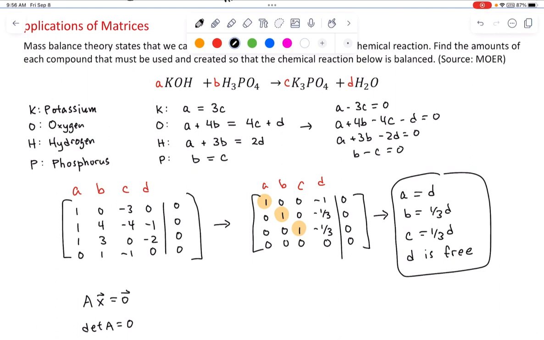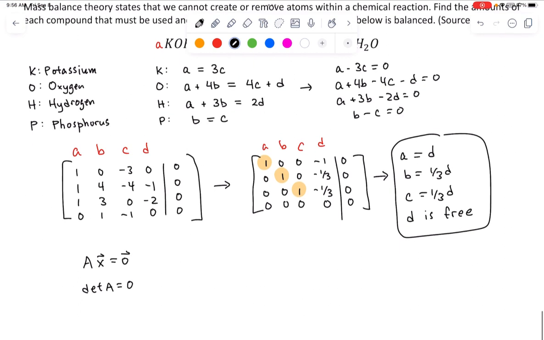So what does it mean to have half of a compound? We don't really want that. We want A, B, C, and D to all be whole numbers, which means I should probably limit myself to choices of D for which 1/3 of D is going to be a whole number. For example, the smallest such choice would be what if D is 3. If D is 3, then we would have that A would be 3, B would be 1, C would be 1, and D would also be 3.